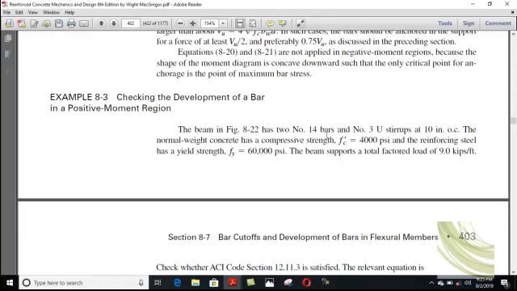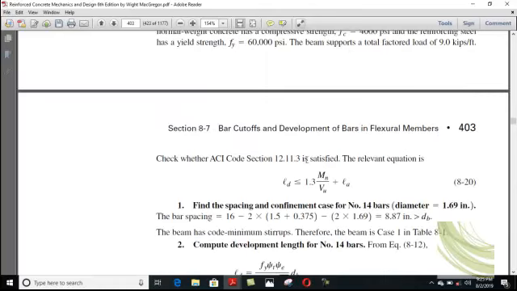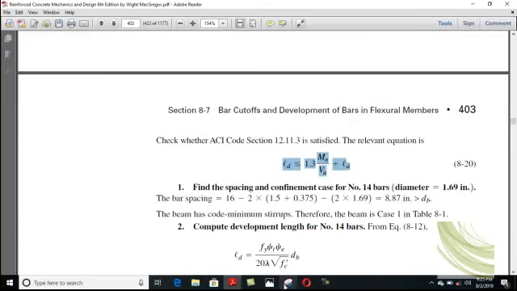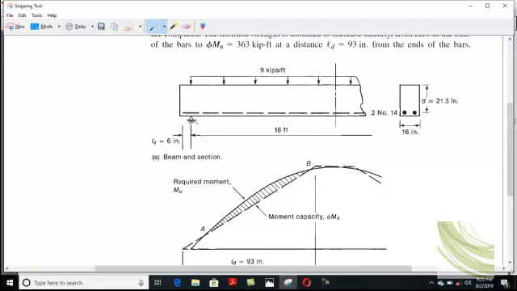So there is a numerical on that problem, and you have to check that equation. What is the numerical? They say that you have a simply supported beam having a span of 18 feet and a total load of 9 kg per foot.